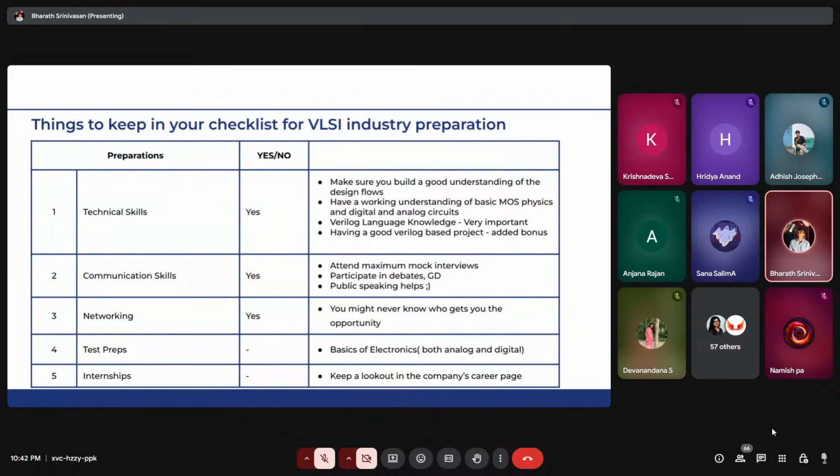Communication skill. That is, attend maximum mock interviews. You are doing one right now in Flex, very good. But just don't limit yourself to one. What I used to do is that I used to have a lot of connections with the seniors who went into the semiconductor industry. When I was in first year, I knew a few people. Second year, third year, all these years I got around to meeting people who effectively went to the semiconductor industry. So I reached out to each of them and asked them to take a mock interview for me. So that helped me a lot.